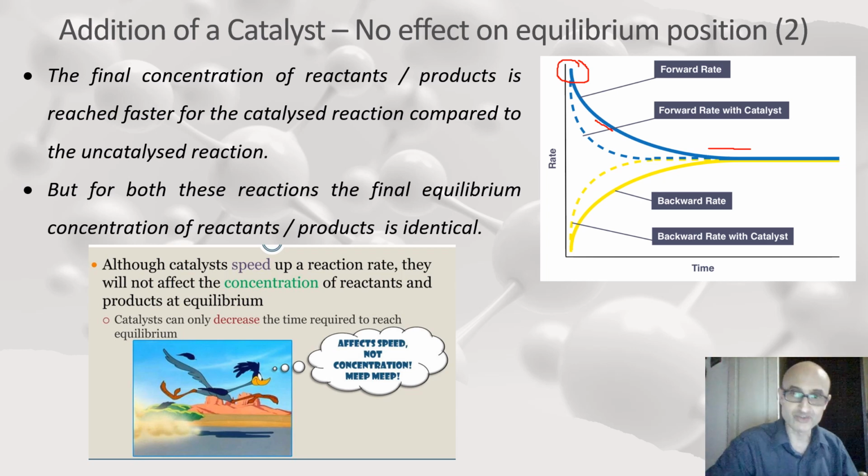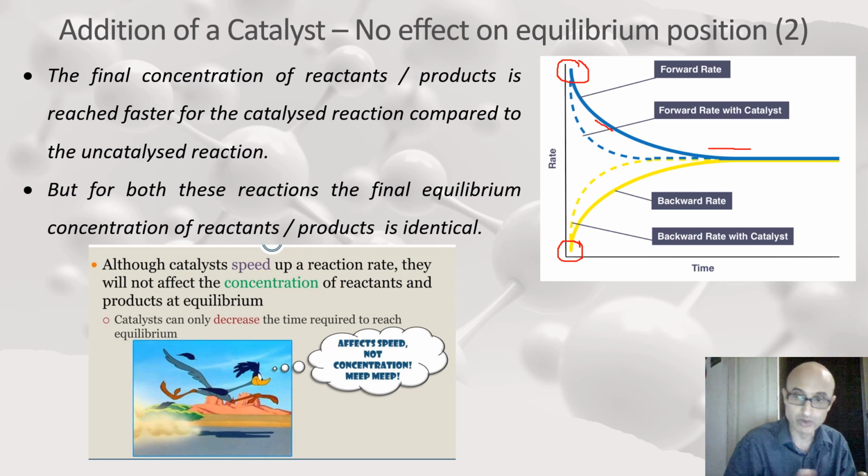How can I see this on the graph? Notice the yellow solid line shows us the backward rate of reaction. And at first, at time zero, the backward rate of reaction is zero because there are no products yet formed, so there are no products to give you back any of the reactants.